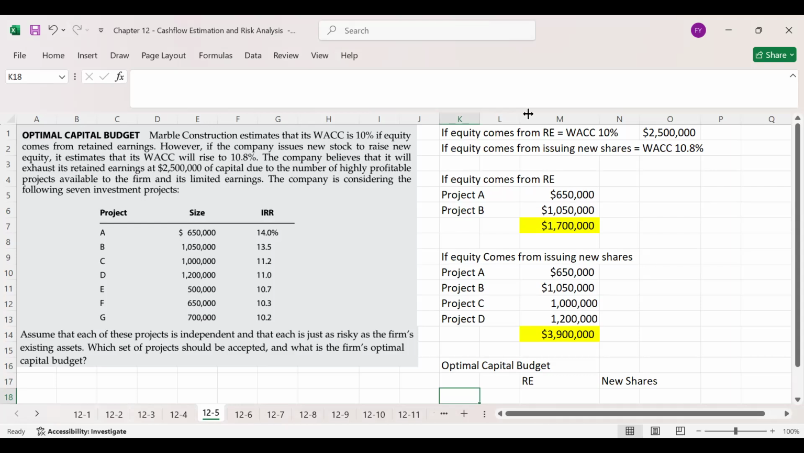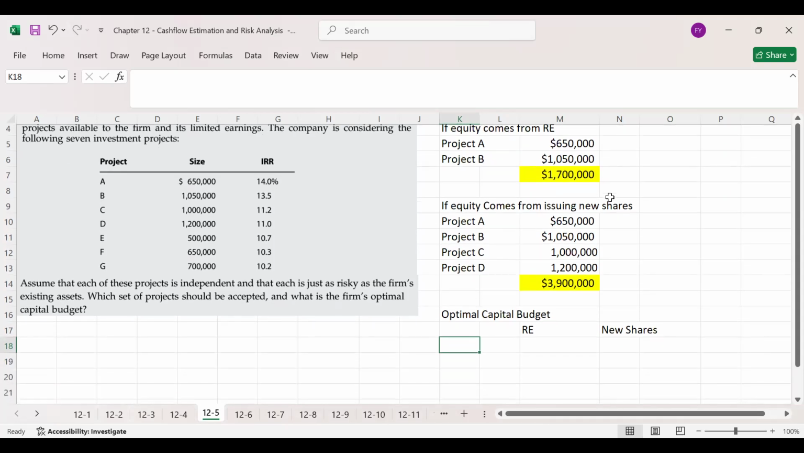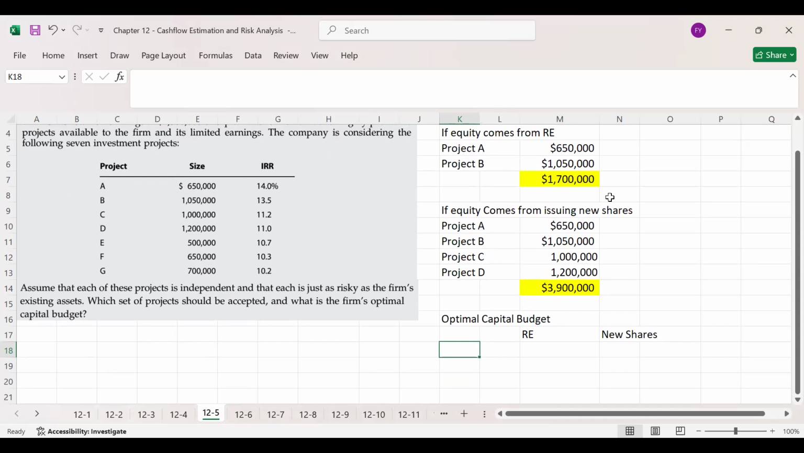You can see that the cost of new shares is 10.8% and the retained earning cost is 10%. So the company should finance first from the retained earning in order to fully utilize its internal equity before issuing new shares. Why? Because it aims to invest in all four projects. These are all four projects.